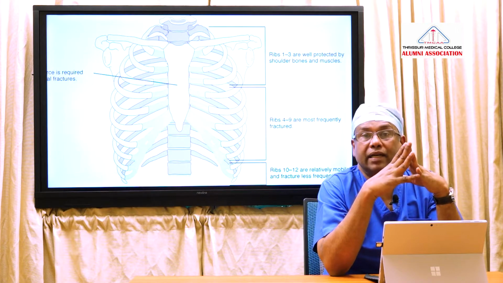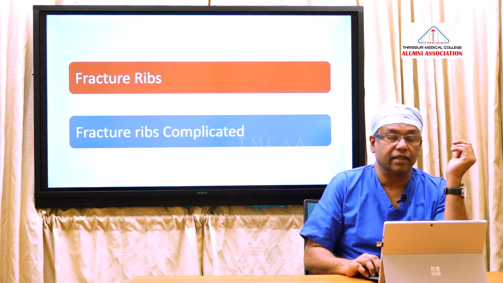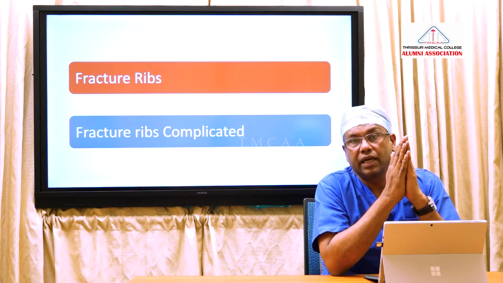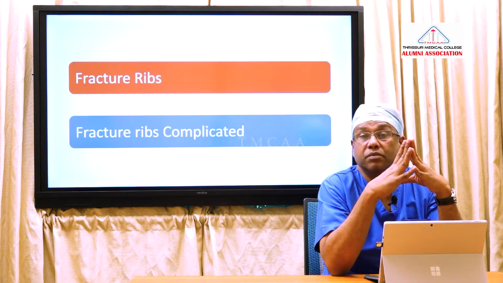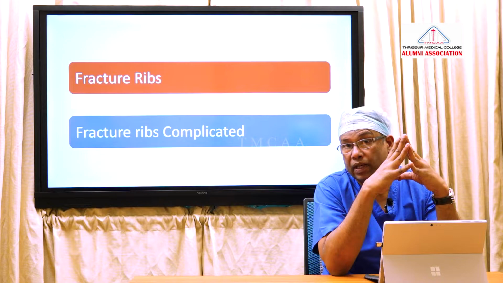Now, how will you manage a simple rib fracture? When you have a simple rib fracture, the management is very simple. All you need to take care of is the pain, right? You need to relieve the patient's pain so that the oxygenation and chest wall movement become okay, the patient respires well and the oxygenation becomes normal.